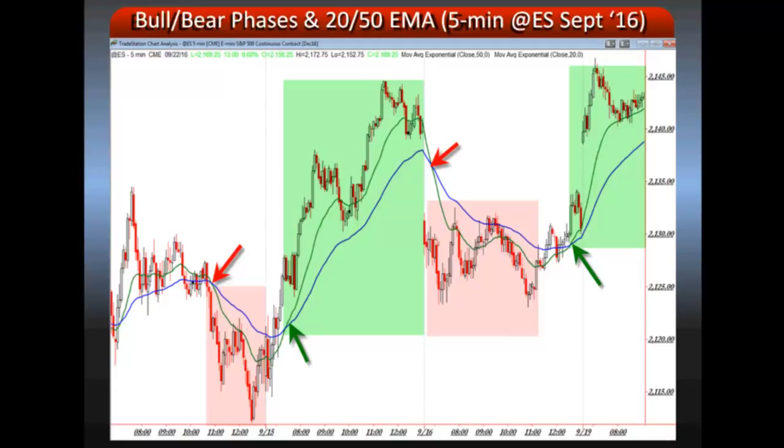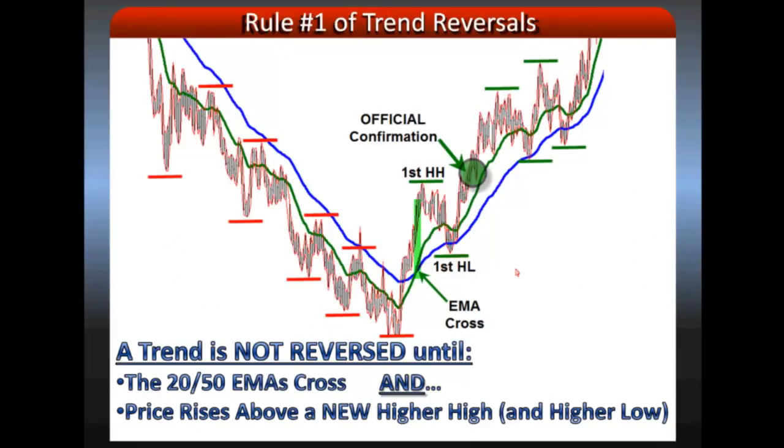So the number one rule, as we jump along here: a trend is not reversed. Write this down. Hint, hint, hint. Until the 20/50 EMAs cross, it's an EMA cross, and price rises above a new higher high. Not the first higher high, but the second higher high. In this example, it is first higher high, first higher low, take it out. Call this the sweet spot or the TCZ, trend confirmation zone. It's the birth of a new trend.